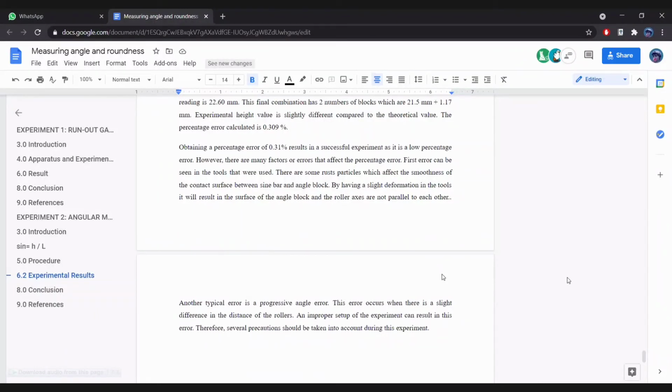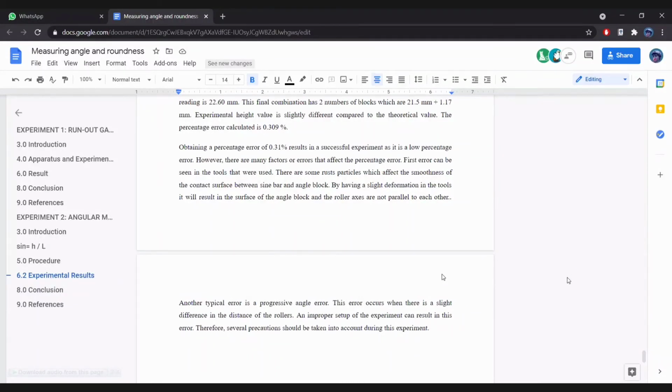But there are many sources of error that affect our experiment. The first error is the tools that we have used. There are some rust particles which affect the smoothness of the contact surface between the sine bar and angle block. A slight deformation in the tools will result in the surface of the angle block and the roller axes not being parallel to each other.